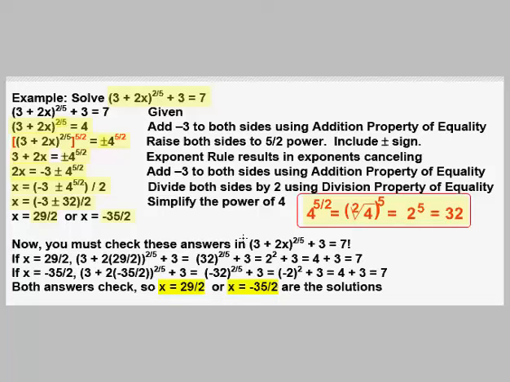And we check both these answers. We plug them in. 29 halves checks out. We get 4 plus 3 equals 7. And negative 35 halves checks out as well. So these two answers are indeed our solutions. 29 halves equals x, and negative 35 halves equals x.